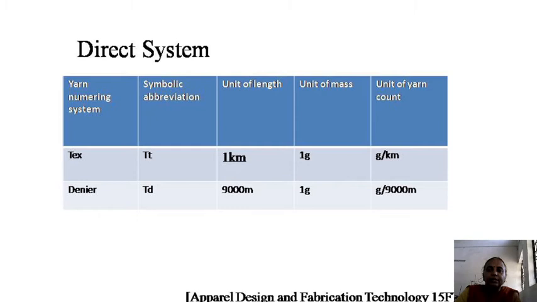Unit of length is 1 kilometer in tex and 9000 meters in denier. Unit of mass is 1 gram, and for denier also 1 gram. Unit of yarn count is gram per kilometer, and here gram per 9000 meters, that is unit of mass divided by unit of length. This is the direct system for the symbolic abbreviations and the formulas.